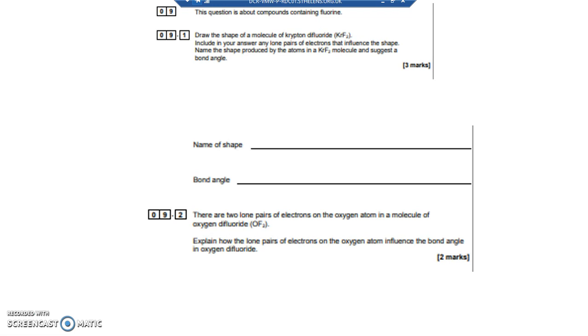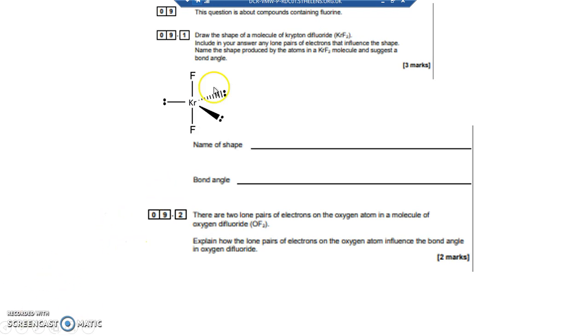So I've got 5 pairs in total. You would think it wouldn't be linear. However, the 3 lone pairs will repel equally and as far apart as possible. So they will go into a trigonal planar shape in the middle. They will repel equally to a bond angle of 120. And then the 2 Fs, the 2 bonding pairs, will repel as far away from that plane of 3 as possible and go up and down.